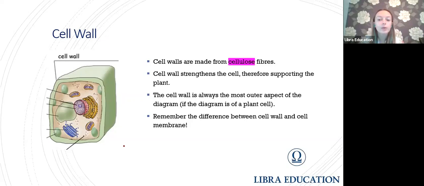So the cell wall is always the most outer aspect of a diagram, like I've mentioned, as long as it is a plant cell. If it's an animal cell, there is no cell wall at all. So please remember the difference between a cell wall and a cell membrane.